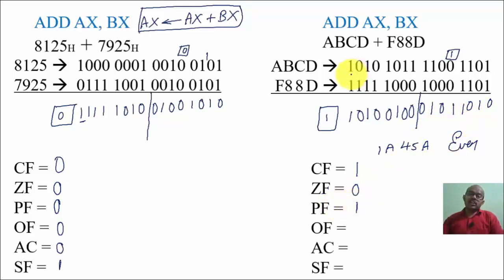Now look at over here, the two numbers are negative and the result is also negative. So overflow flag is not set. Now if I am talking about auxiliary carry flag, there is a carry generating from lower nibble to upper nibble. At that time auxiliary carry flag is set to 1. Now if I am talking about the sign flag, this value is 1, nothing but the number is negative. This is how you are going to solve.